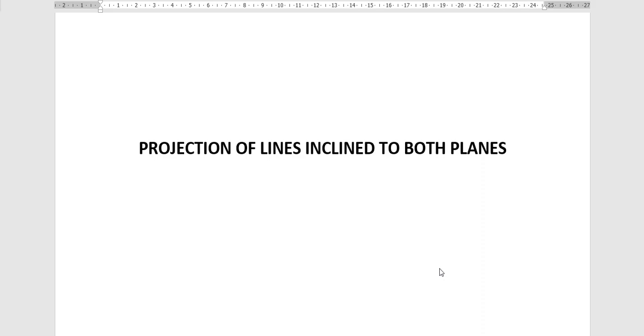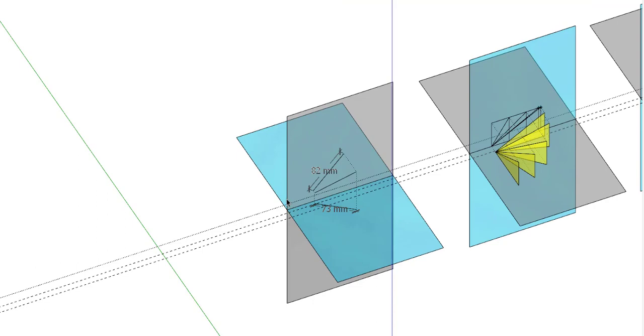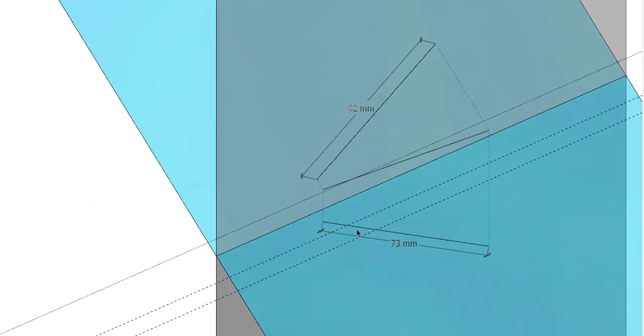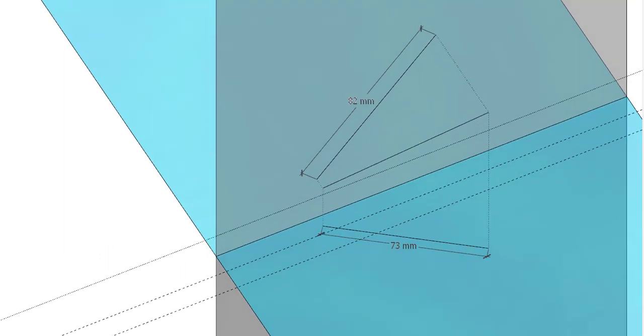So moving on from that, what we have is the projection of lines inclined to both the planes, that is, inclined to the vertical plane and at the same time also inclined to the horizontal plane. So let's see a particular model here. Let's view this line, highlighted by blue, and infer some observations. If I measure the true length of the line, it is around 93 millimeter.